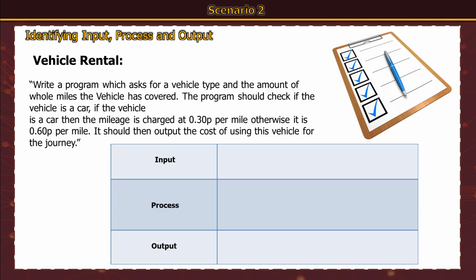So, scenario 2. This is for a vehicle rental company. They want a program basically that does the following. Write a program which asks for the vehicle type and the amount of whole miles the vehicle has covered. The program should check if the vehicle is a car. If the vehicle is a car, then mileage is charged at 30 pence per mile. Otherwise, it is 60 pence per mile. It should then output the cost of using this vehicle for the journey.